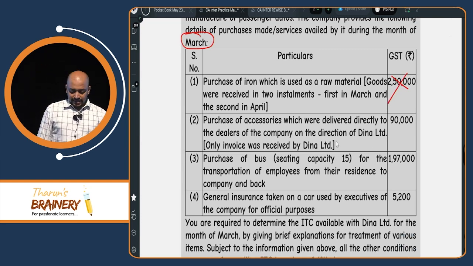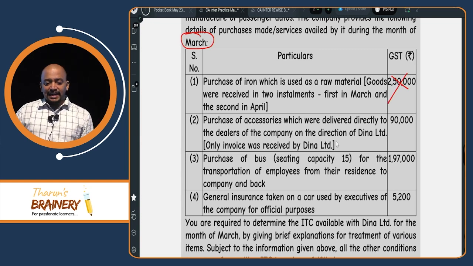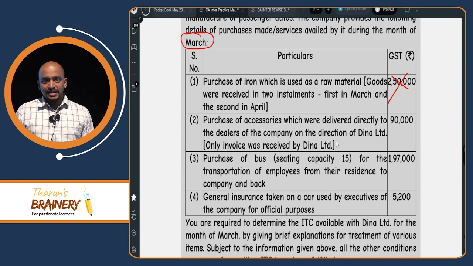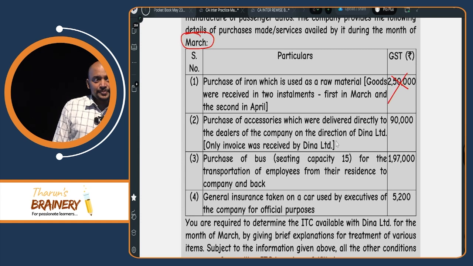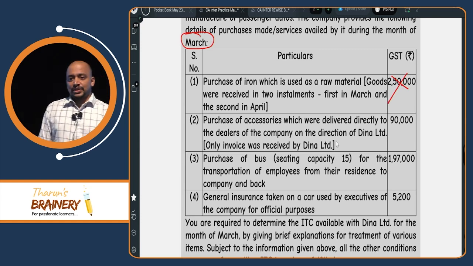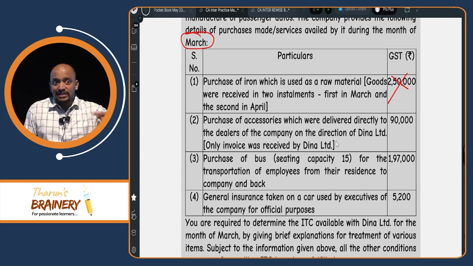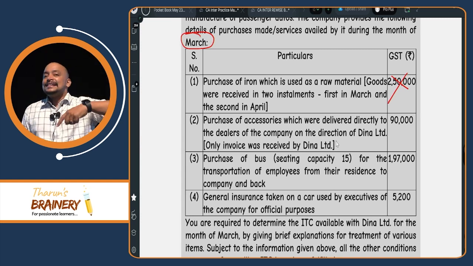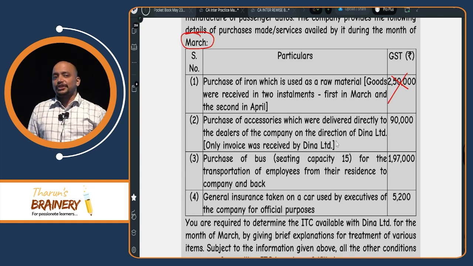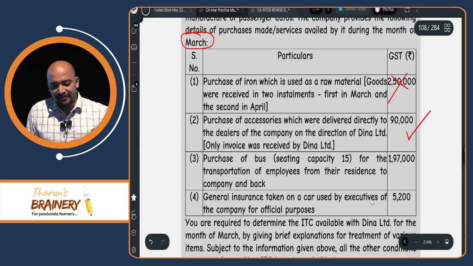Purchase of accessories which were delivered directly to the dealers of the company on the direction of Dina Limited. Only invoice was received by Dina Limited. Can Dina Limited take ITC? Yes. We discussed one point. Bill to ship to transaction. The date on which the third person received the goods, it is deemed that the registered person has received the goods and they can take ITC. So bill to ship to transaction, ITC available in this case.